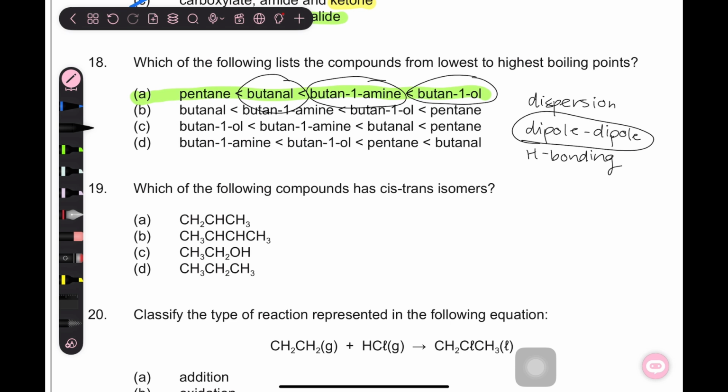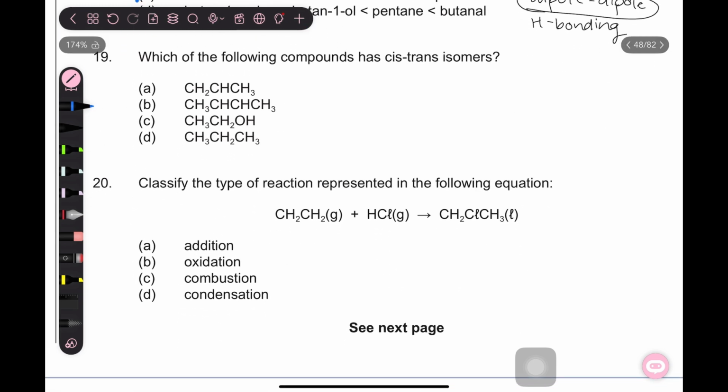ranked above pentane. So I've chosen A because I've just immediately eliminated B, C, and D because we're going from lowest to highest boiling point, and we know that pentane will have the lowest boiling point because it does not have dipole-dipole or hydrogen bonding.